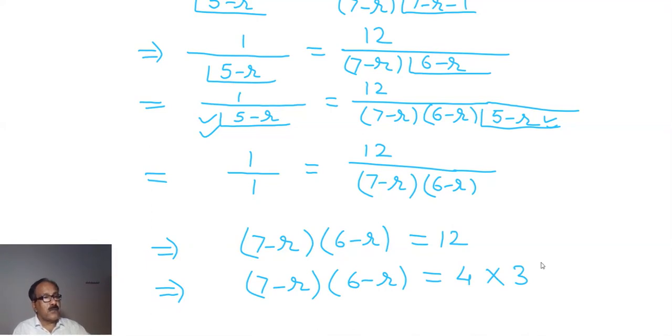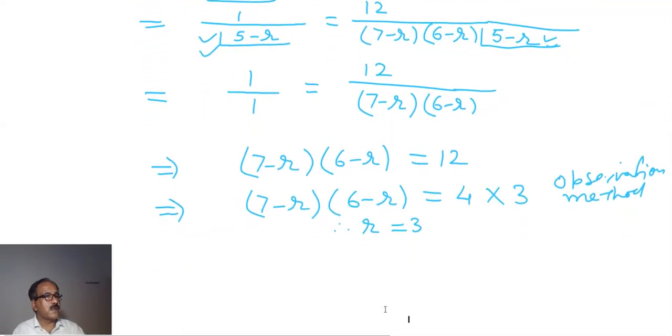Now in this step, we will apply the observation method. When we subtract 3 from 7 minus... 7 minus 3, then you will have 4. 6 minus 3, then you will have 3. So r will equal to 3. This is the way to find out the value of r.